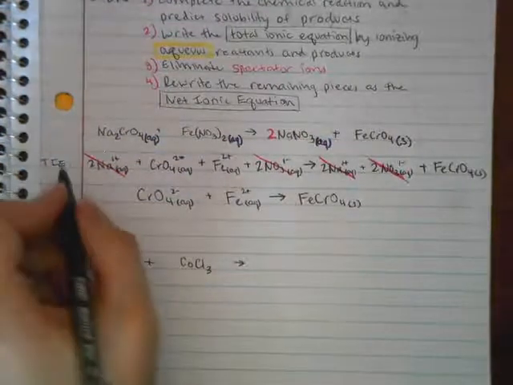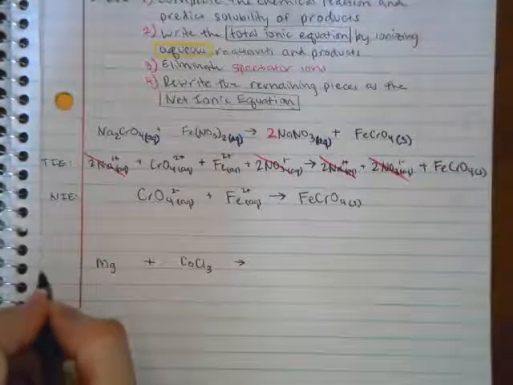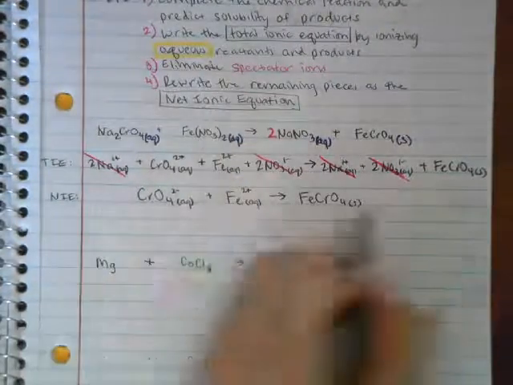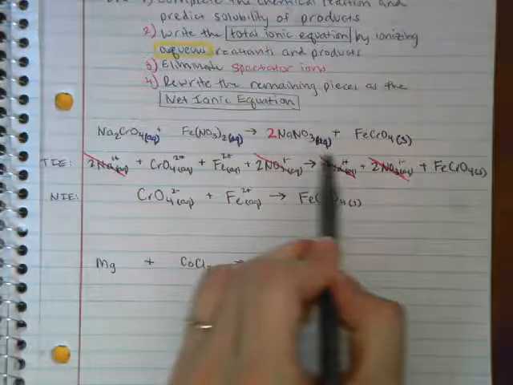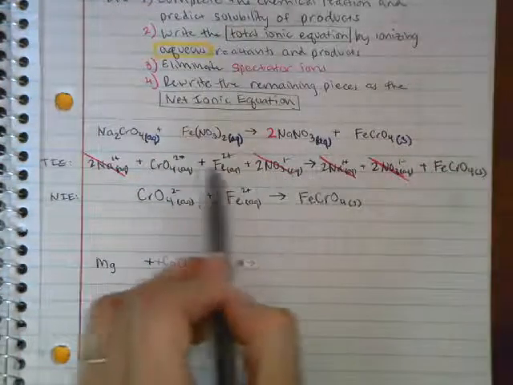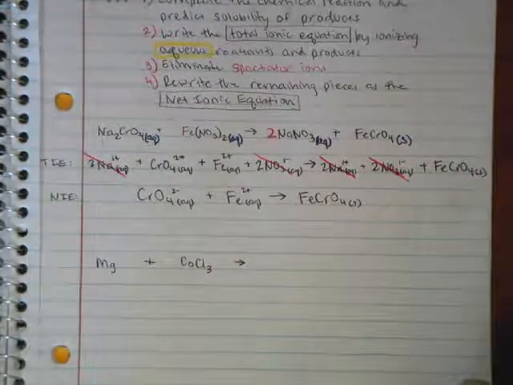Alright, that is your net ionic equation. That is the chemistry that is actually happening in the beaker, and it has eliminated all of the fluff, all the spectators that don't actually participate in the chemistry. Okay, so that's an example with a double replacement reaction.